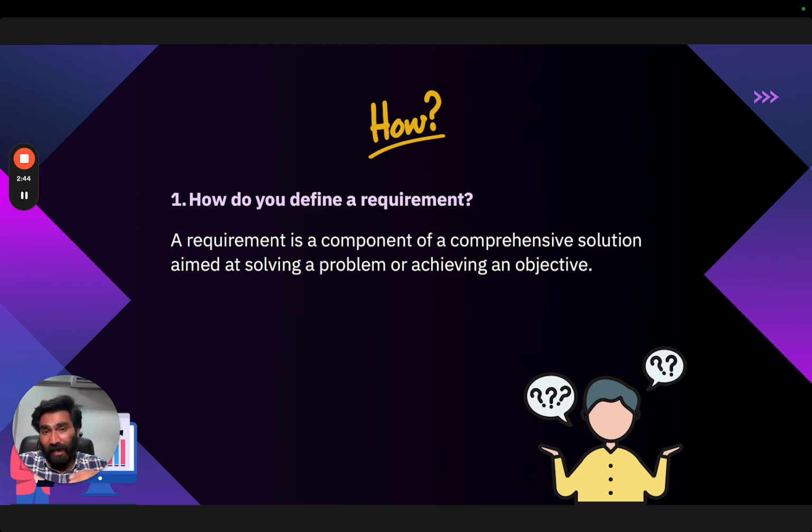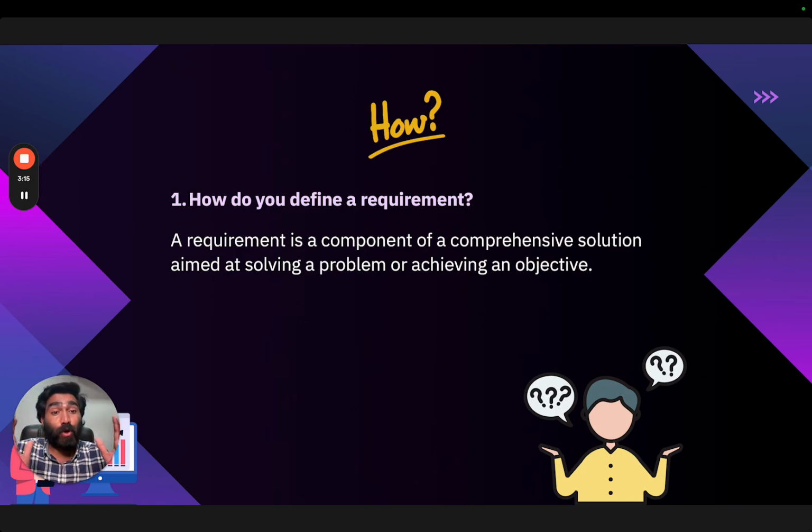Requirement gathering is the first task, where you gather the requirement and also discuss it with the technical people, or technical business analyst, or the developers, and only then can they proceed. Before that, you might also do a feasibility check. In this way, a requirement is a component of a comprehensive solution aimed at solving a problem or achieving an objective.